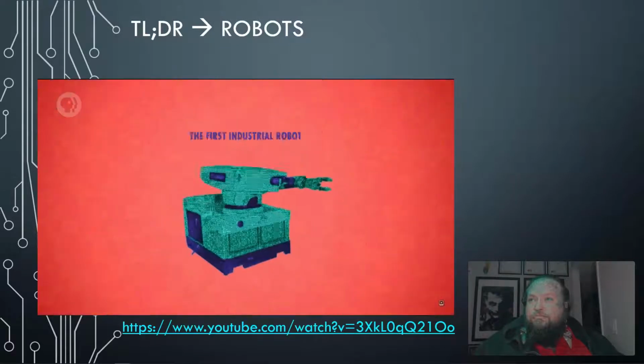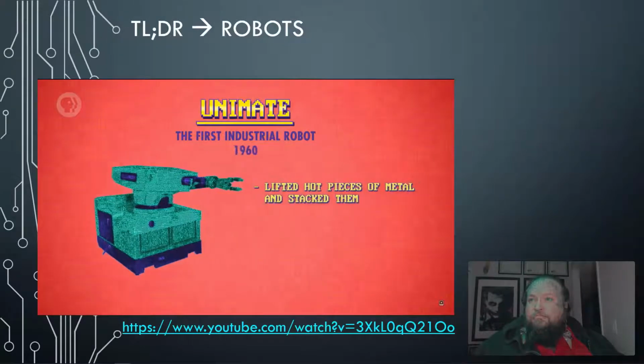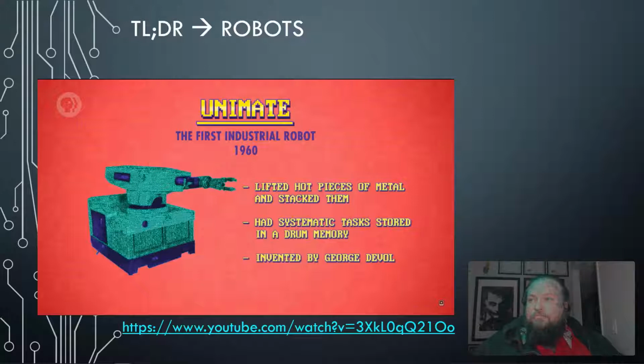The first commercial deployment was a programmable industrial robot called the Unimate, sold to General Motors in 1960 to lift hot pieces of metal from a die casting machine and stack them. This was the start of the robotics industry. Soon, robots were stacking pallets, welding parts, painting cars, and much more.